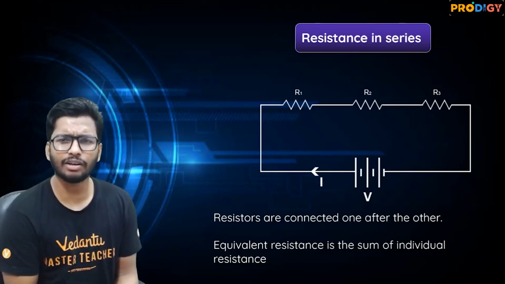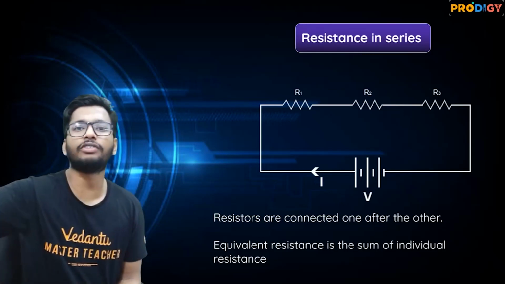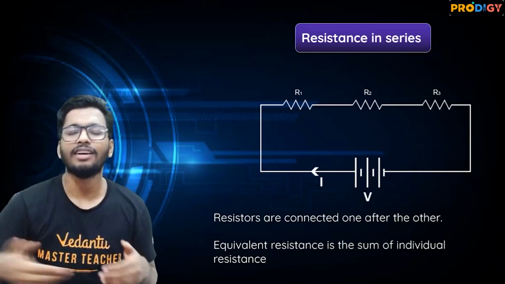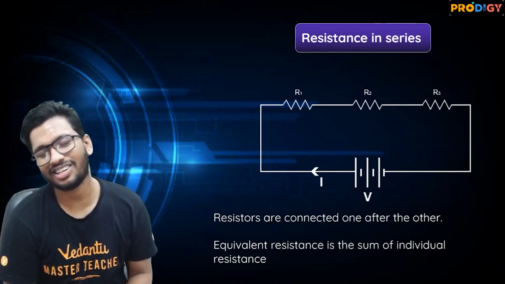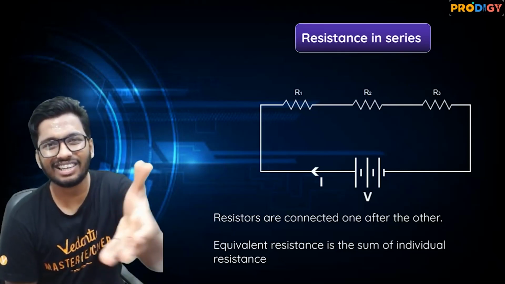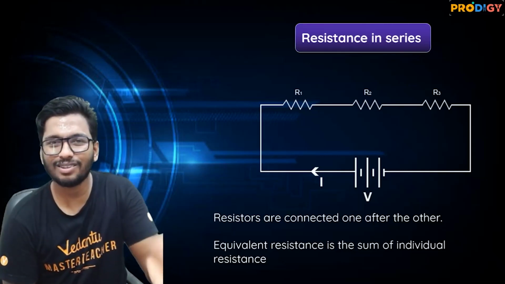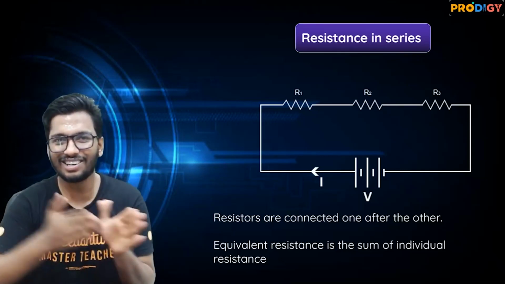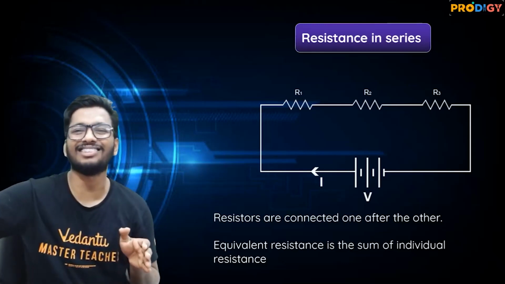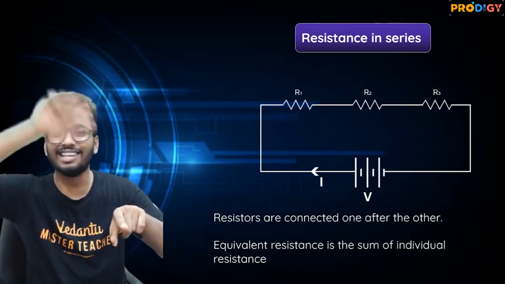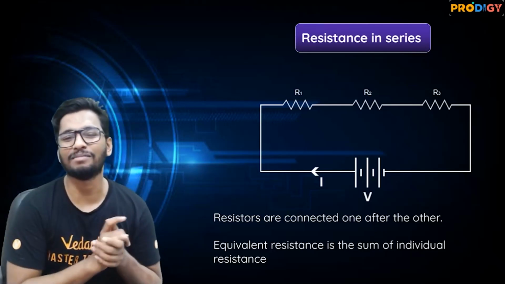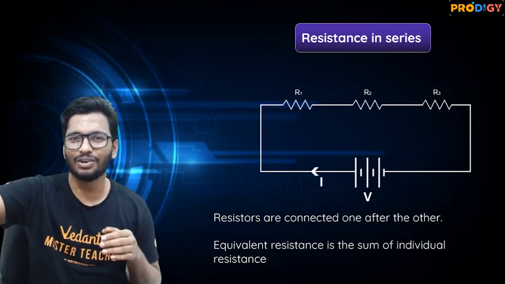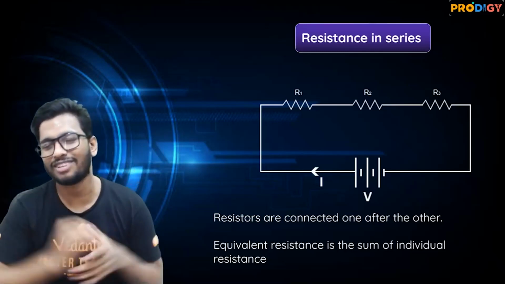So in series, what you do is that you connect the resistors one after the other. Series, like one after the other. Like when you're watching TV series, season 1, season 2, season 3, it'll go on like that. It's not like season 3 will come first and then season 2 will come. No, one after the other is nothing but your series connection. So R1, R2, R3 all connected one after the other.